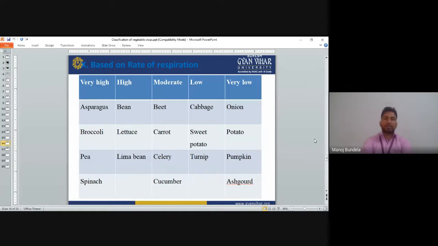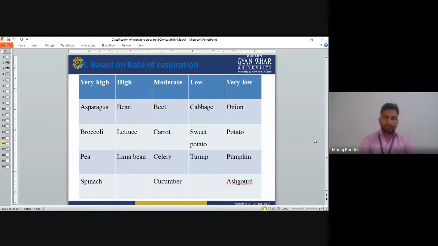Next, it's based on the rate of respiration. The rate of respiration can be very high, high, moderate, low, and very low. These are the five parts. Very high respiration rate is found in asparagus, broccoli, pea, and spinach. Second is high: bean, lettuce, and lima bean.